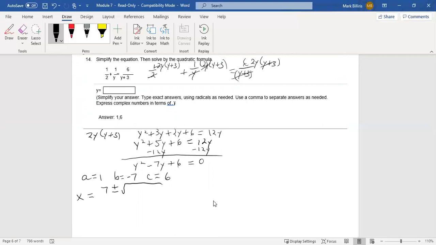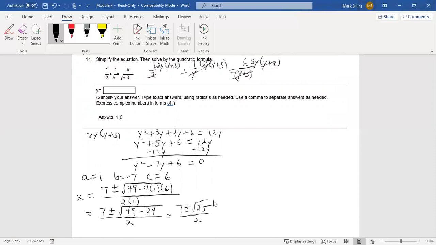b times itself, so negative 7 times negative 7 is positive 49, minus 4 times a times c, all over 2 times a. So that'd be 7 plus or minus the square root of 49. Now here we have, remember, start with negative 4 times 1 is negative 4, and negative 4 times 6 is negative 24, all over 2. So this gives us 7 plus or minus the square root of 25 all over 2.